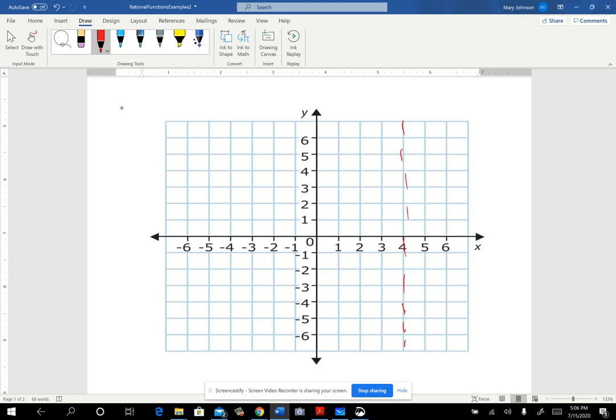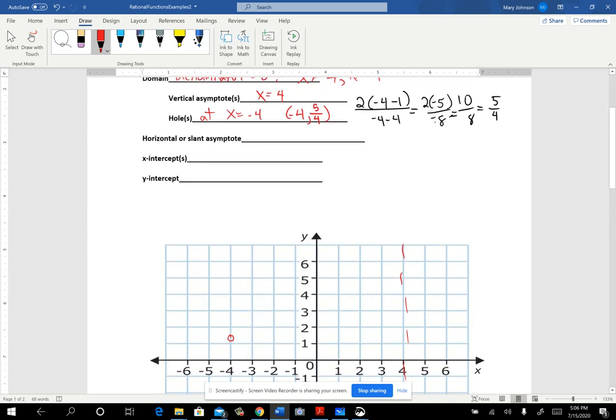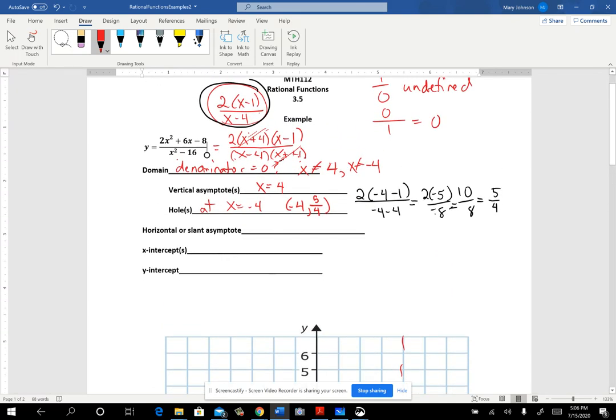And then over here at -4 and 5/4, which is 1 1/4, there's going to be a hole right there. Okay, it's not going to have an ordered pair there. It's going to skip over that. All right, so let's go to the rest of this. So go back to the notes page.